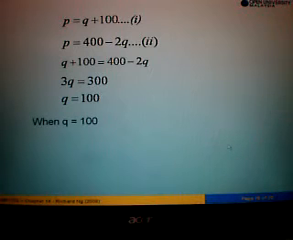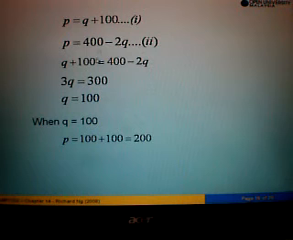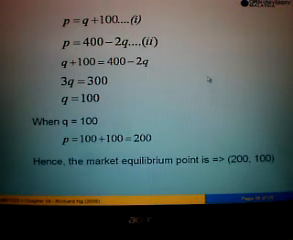Okay, and when Q equals 100, substitute into any of these two equations, let's say equation 1, so we will get P equals 100 plus 100, or 200 here. Okay, hence the market equilibrium point is 200 and 100. Okay, so we need to find the market equilibrium point first.